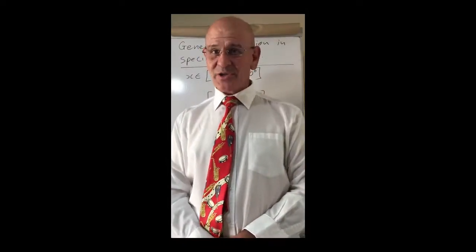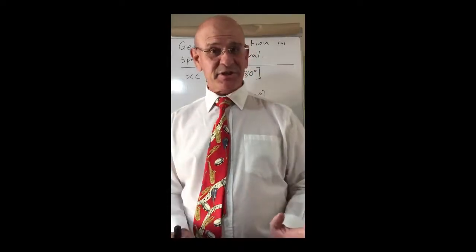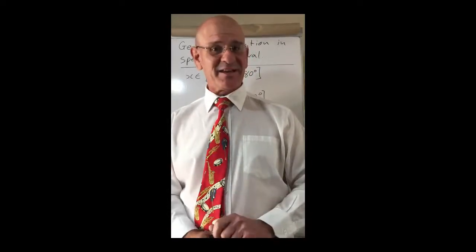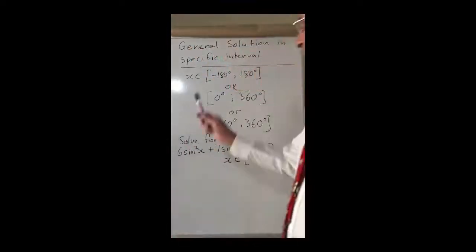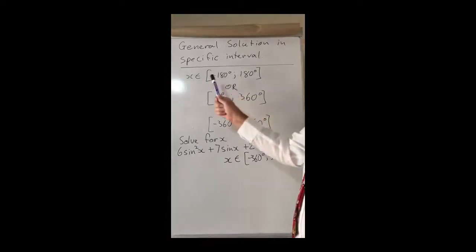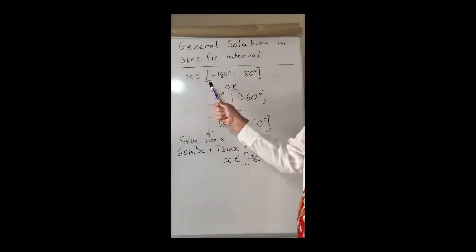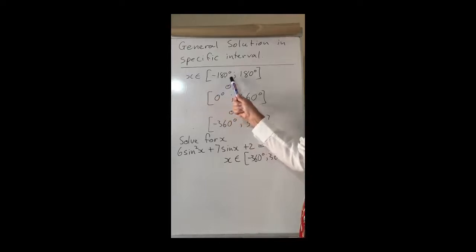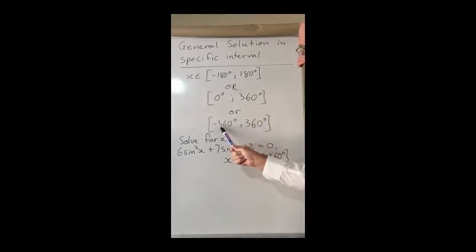So what we're going to do today is general solution combined with a specific interval. A general solution in a specific interval. What do we mean by specific interval? Our x, or our solution, must exist between minus 180 and 180, or between 0 and 360. We've done one before. Or between minus 360 and 360.